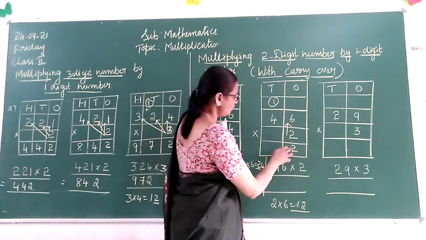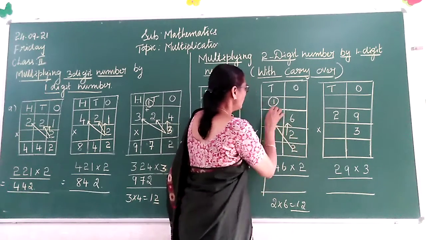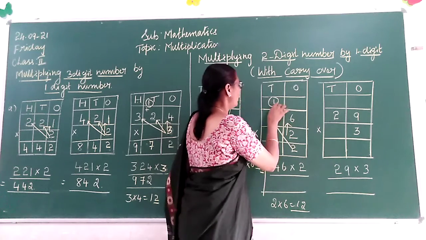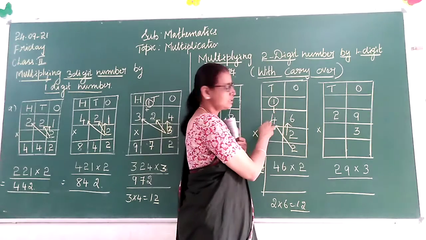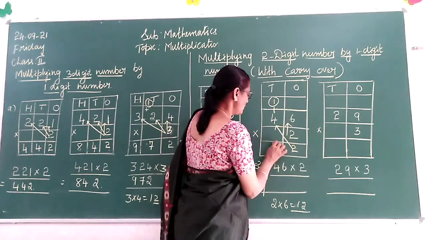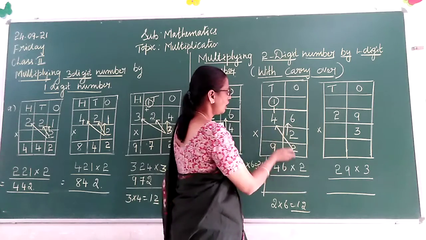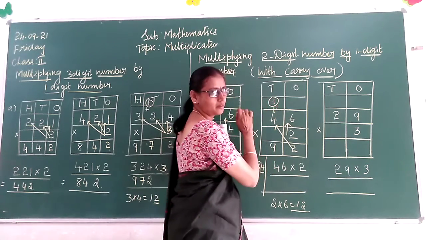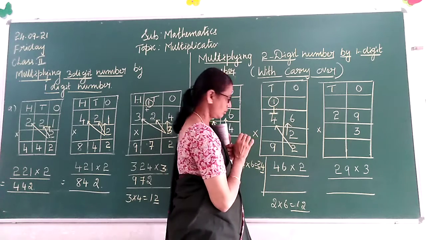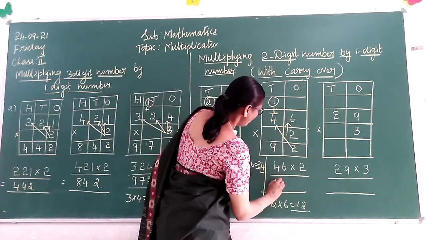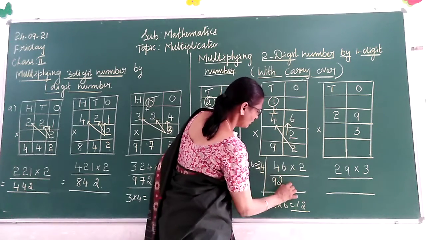Second step is start to multiply 2 fours are 8. 8 plus 1. 2 fours are 8. 8 plus 1 is 9, children. So, carry over you should add, children. That is very important, how to add. Okay. So, the answer is 92. 46 into 2 is 92.